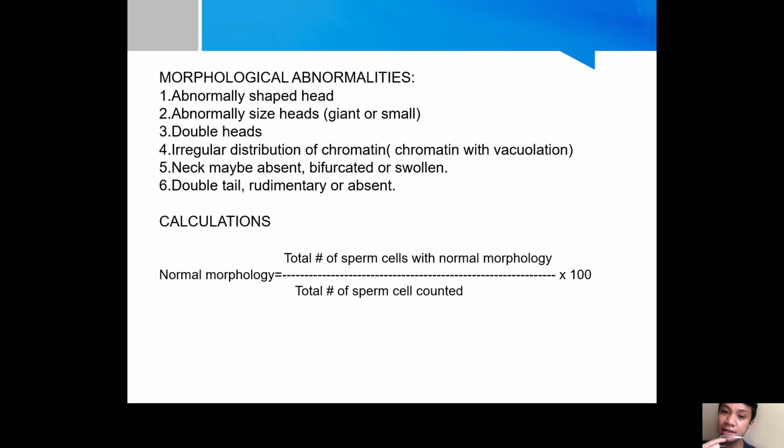Again, for the routine criteria, normal morphology should be at least 30%. And for Kruger's three criteria, at least 13%. But most likely, routinely, we are just doing the routine criteria or routine morphology evaluation.